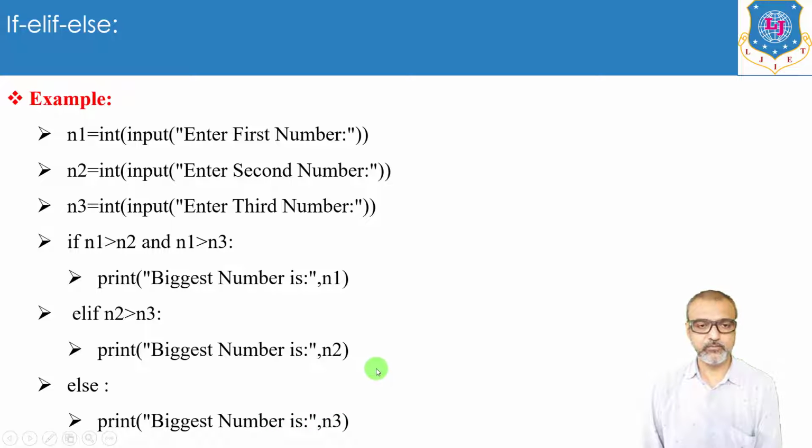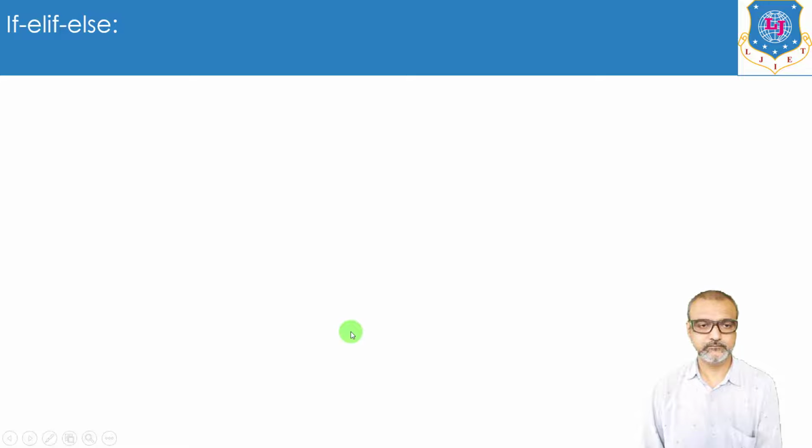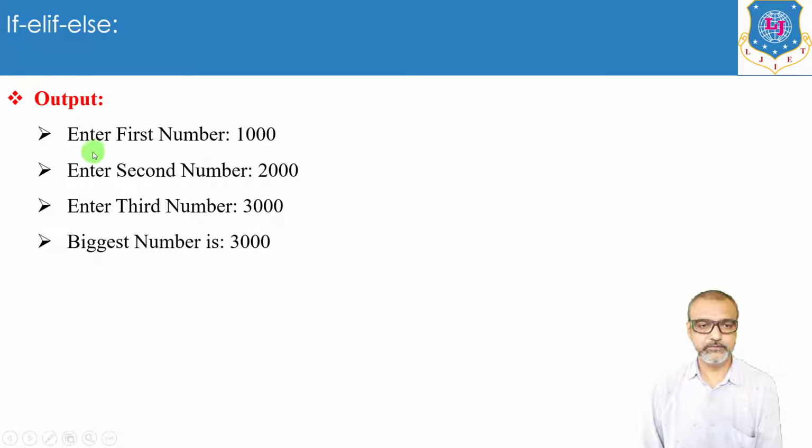Now we will see the output based on this example. See, this is the output. Enter first number, say 1000, enter second number, say 2000, enter third number, say 3000. So you can see the biggest number is what? That is 3000. Now I will show you the output of the same program in the PyCharm editor.